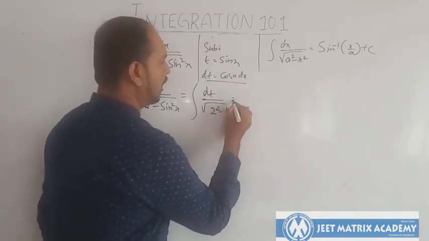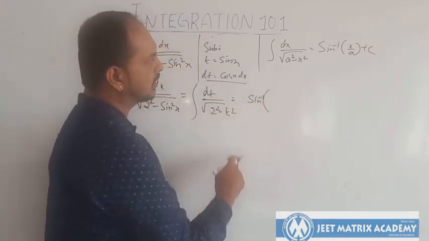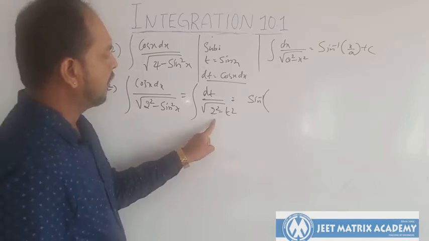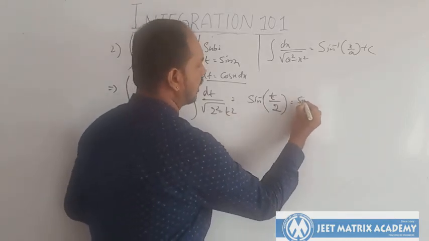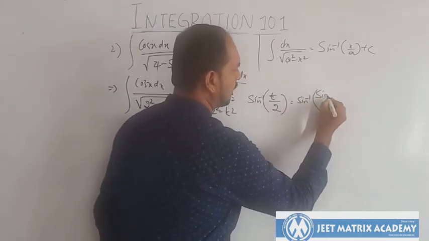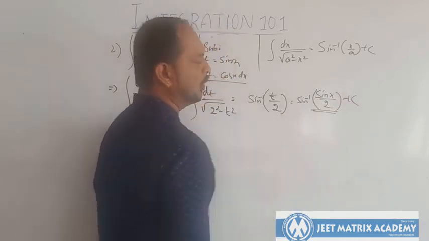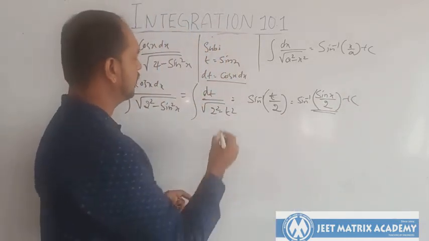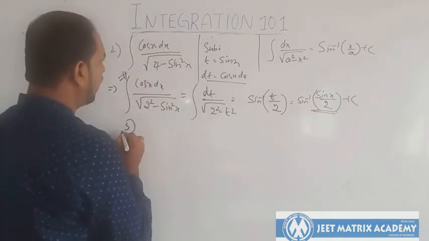So I could write sine inverse of, instead of x, t by a, where a is 2. So sine inverse of t is replaced by sine x, that is sine inverse of sine x by 2 plus c. Hope you understood the steps, very important. One more problem we'll see, nothing special.